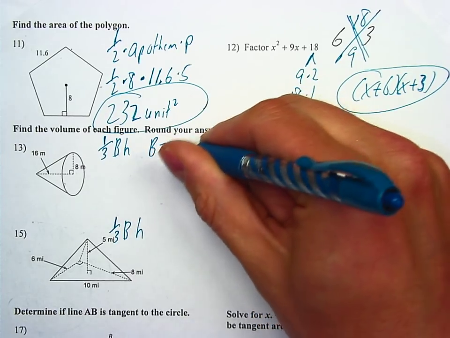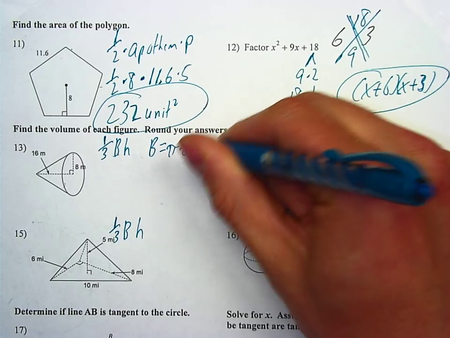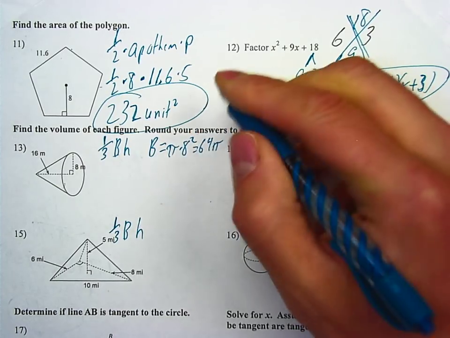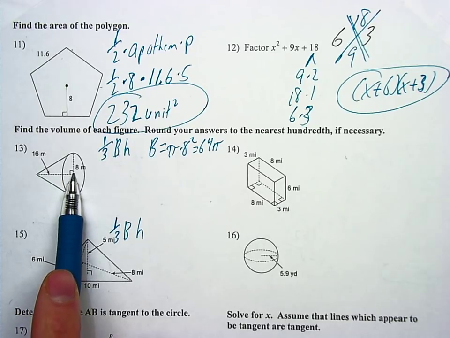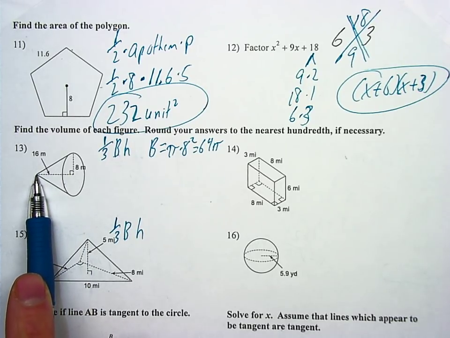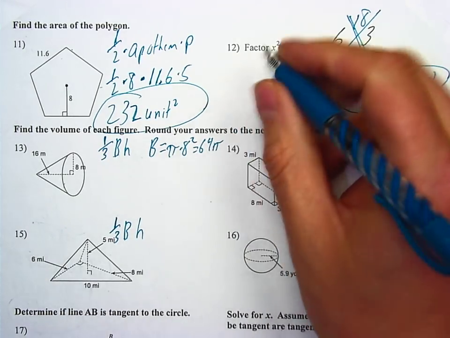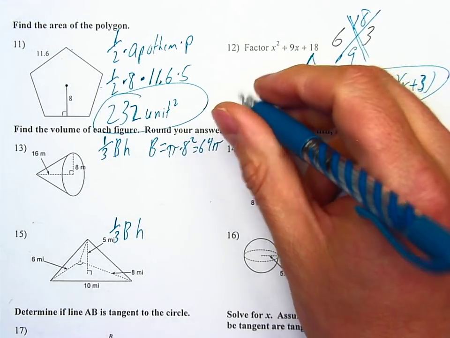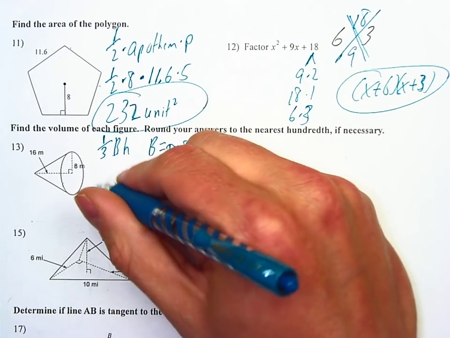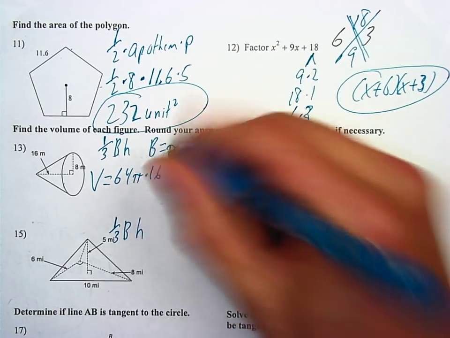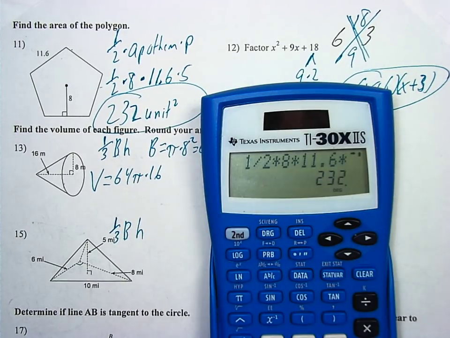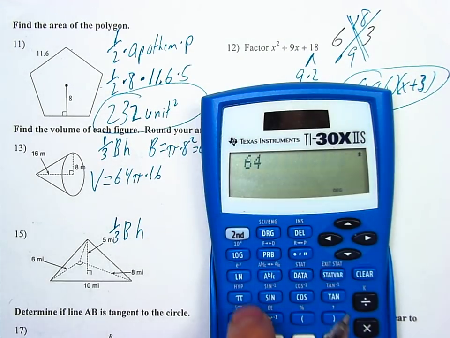So pi times r squared is 64 pi. Now the height I want is the vertical height. So I've labeled the vertical height here, the height from the center of the cone up into its vertex, its top. So I'm going to take 64 pi and times it by 16 to get the volume of this cone. So volume is 64 pi times by 16. Again, I'll take the decimal answer, 64 pi times by 16.